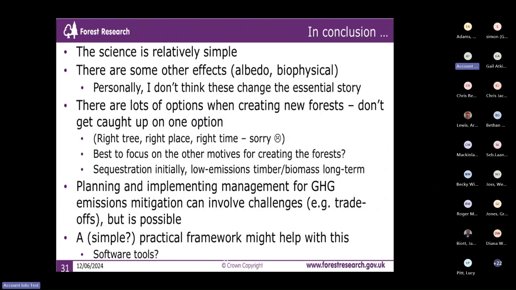It is best to focus on the other motives for creating the forest. And if you do that, the carbon will look after itself. But bear in mind, you'll get carbon sequestration initially, but eventually it will saturate. And then it's really a case of what benefits you're getting from producing low emissions timber and biomass in the long term.